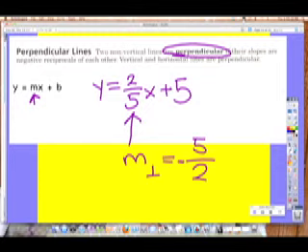Let's do another. Wait a minute, so you're flipping it from 2/5 to 5 halves and putting a negative? Mm-hmm. It started positive, you gotta make it negative.